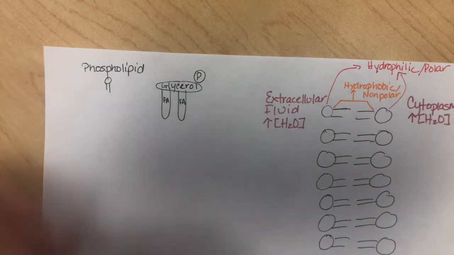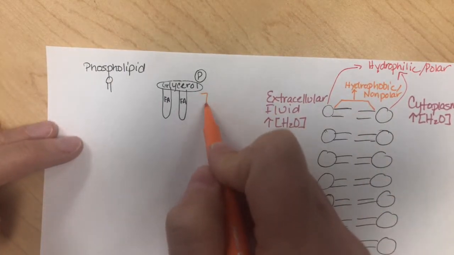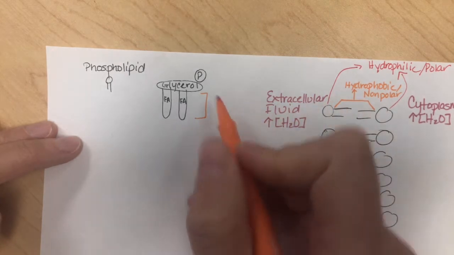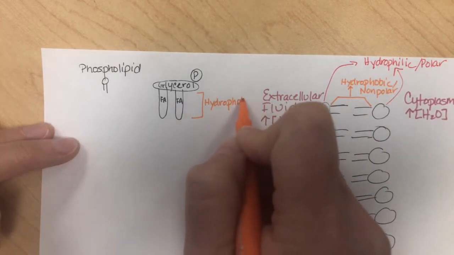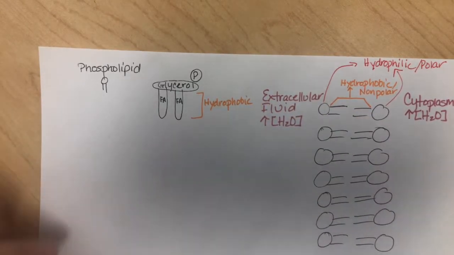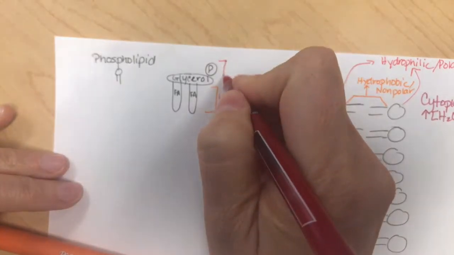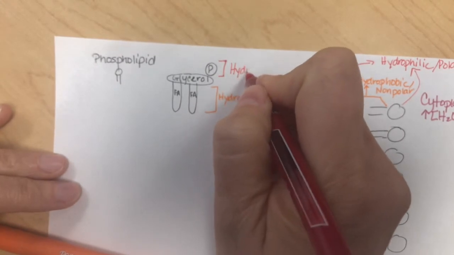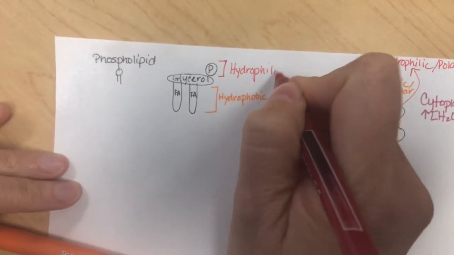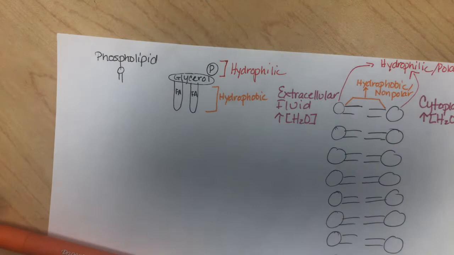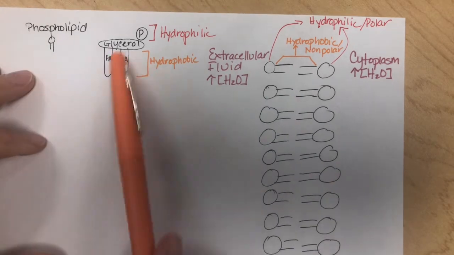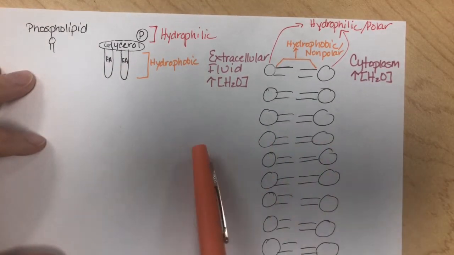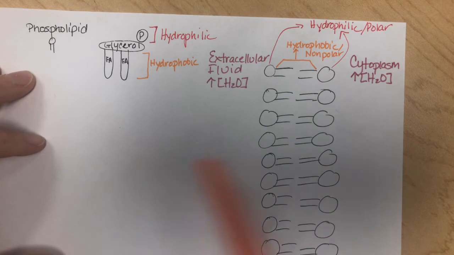To relate this, I'm going to use the same color: hydrophobic, and this hydrophilic. Okay, so that's the lipid bilayer. So let's talk about how this chemical nature of the phospholipids determines what can get into the cell or out of the cell.